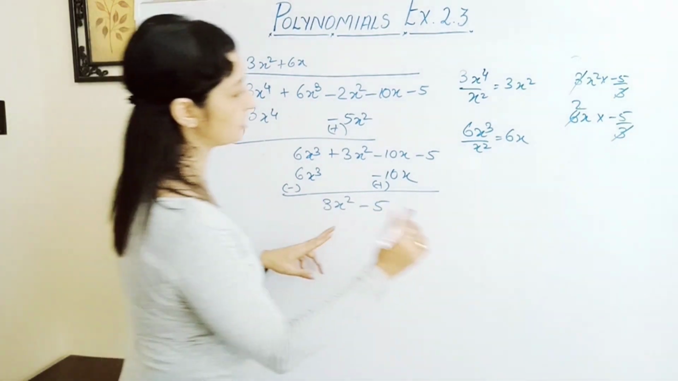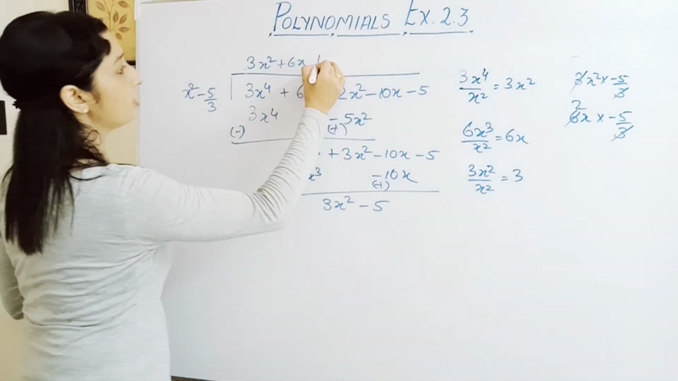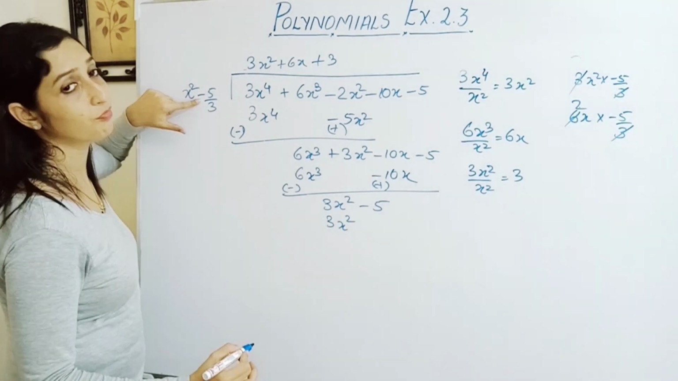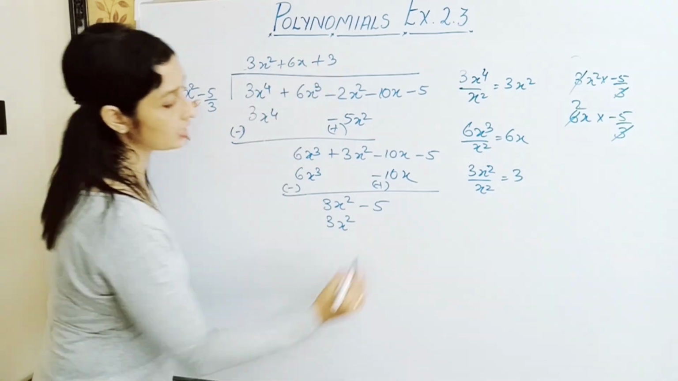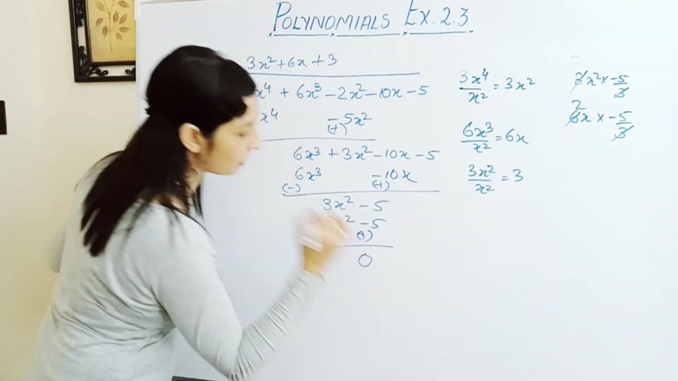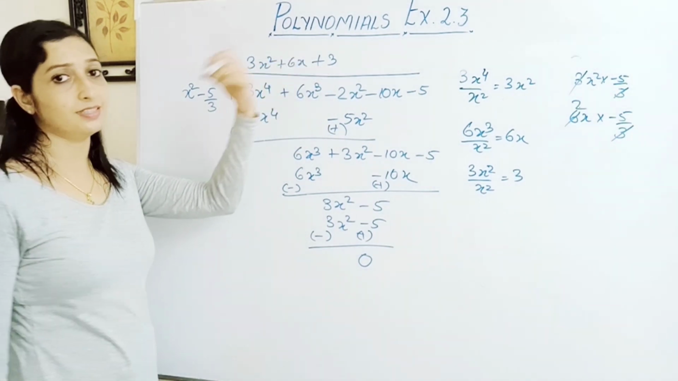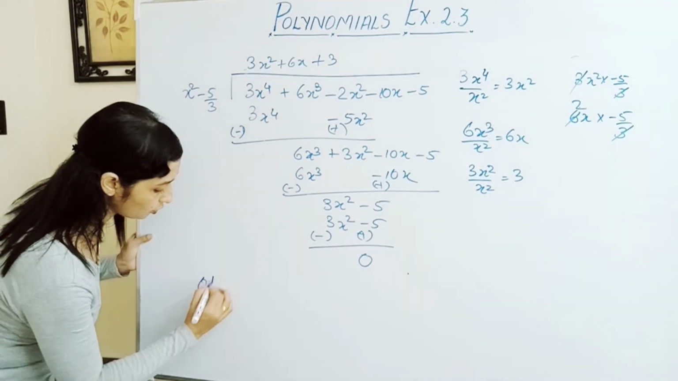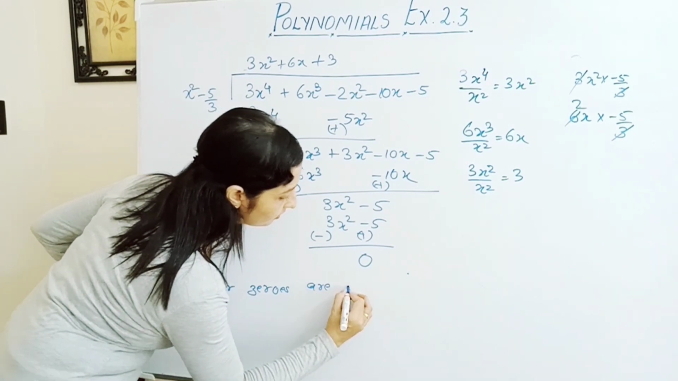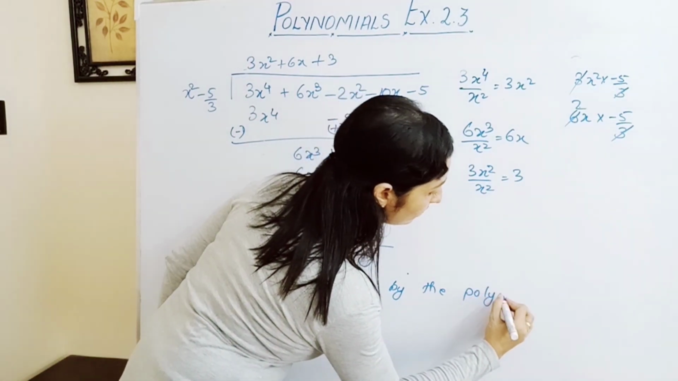Now how do you find the next term? 3x square by x square, which is 3. So here it becomes plus 3. So 3 into x square is 3x square. Minus 5 by 3 into 3 is minus 5. Reversing the sign, this becomes minus, this becomes plus. You get the remainder 0. So now you have got the other factor. So we can write other zeros are given by the polynomial.